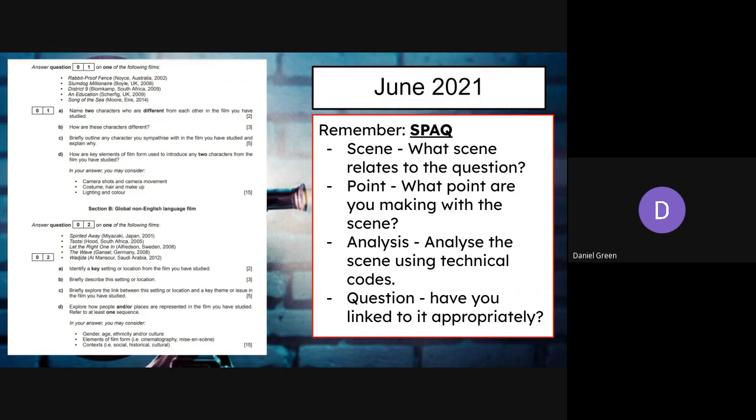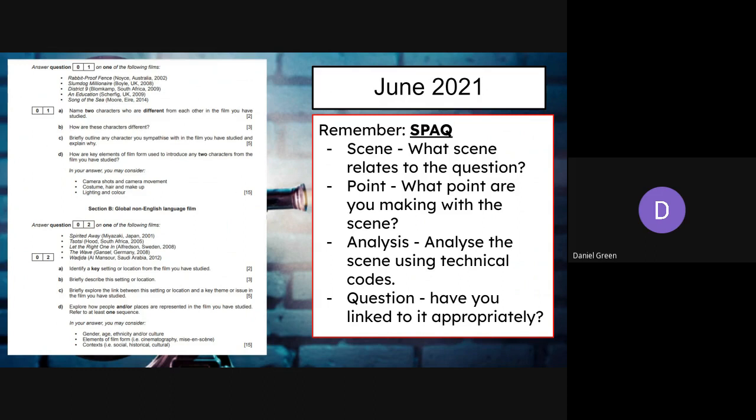Okay, non-English language film, Spirited Away. Identify key setting or location. Once again, setting or location has come up 3 times in a row on 3 different films. Briefly describe the setting or location. Again, it's the same question. Briefly explore the link between this setting or location and a key theme or issue in the film you've studied. Lovely question for Spirited Away, because you can talk about sort of the rundown theme park if you want to, right at the very beginning, which shows the Japanese consumerism.